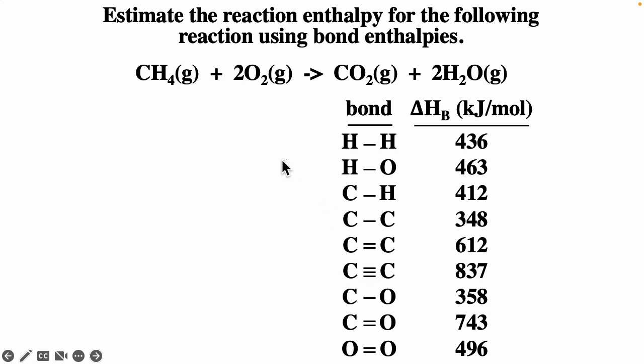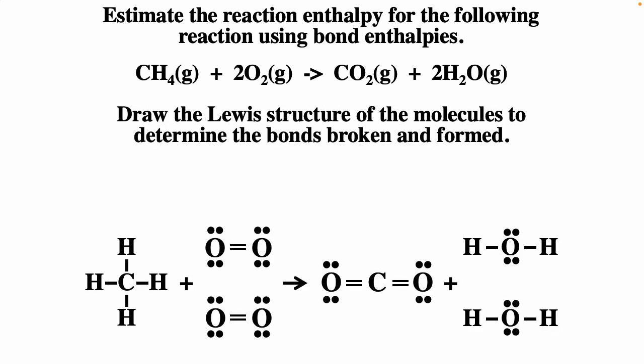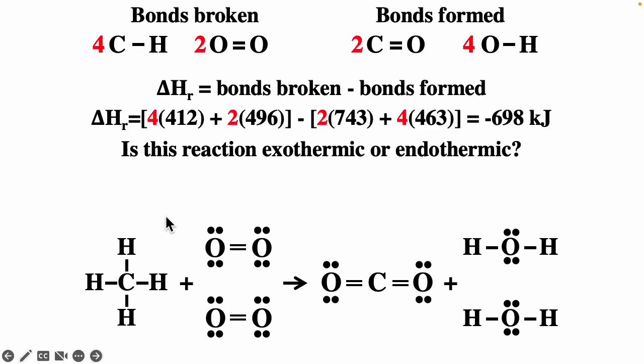And so again, to do the bond enthalpies, we figure out what's broken and formed, so we draw the Lewis diagrams. Then we're breaking 1, 2, 3, 4 carbon-hydrogen bonds, and we're breaking 2 oxygen-oxygen double bonds. So 4 times 412, plus 2 times 496. And then we're forming 2 carbon-oxygen double bonds, and we're forming 1, 2, 3, 4 oxygen-hydrogen bonds. That gives us minus 698. And so negative delta H corresponds to an exothermic process.